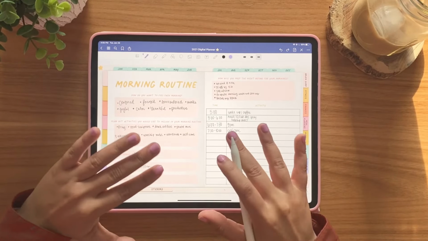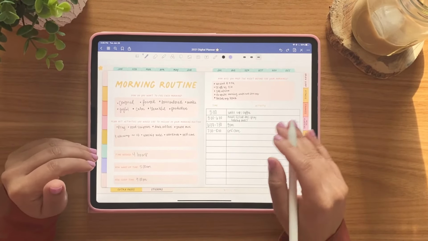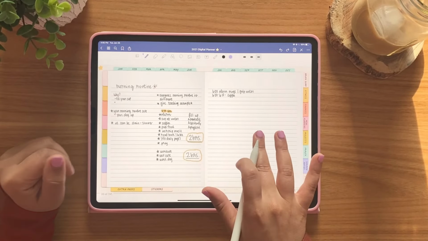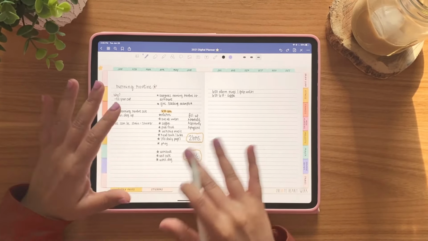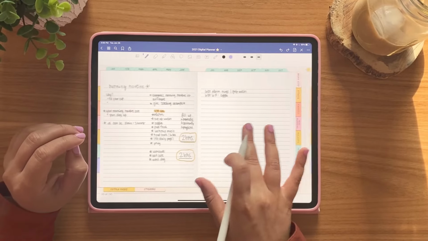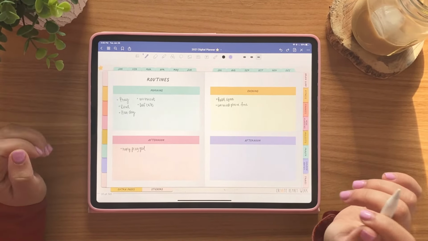Then we have our morning routine. I have a whole YouTube video where I show you how to do this. Make sure you watch my morning routine video. I actually added an extra template because I wanted to break it down even further. Then you have your routines.